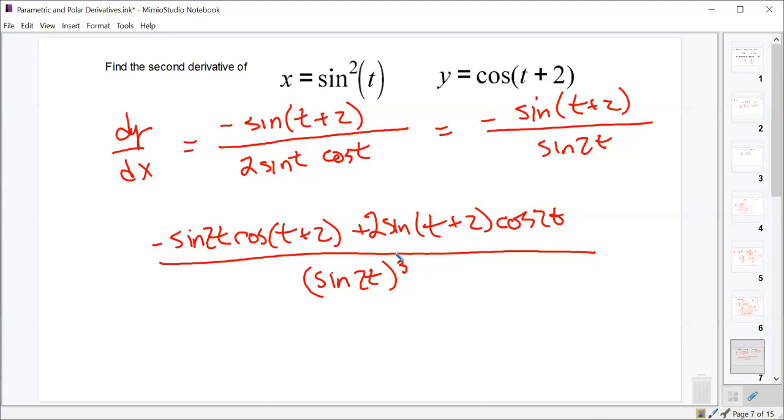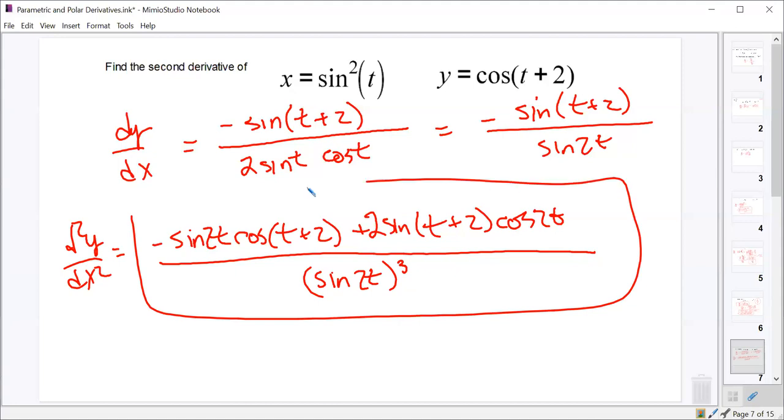Good or no? Any issues or questions with that? So Shayla, once we've done our quotient rule, we're dividing by dx/dt.